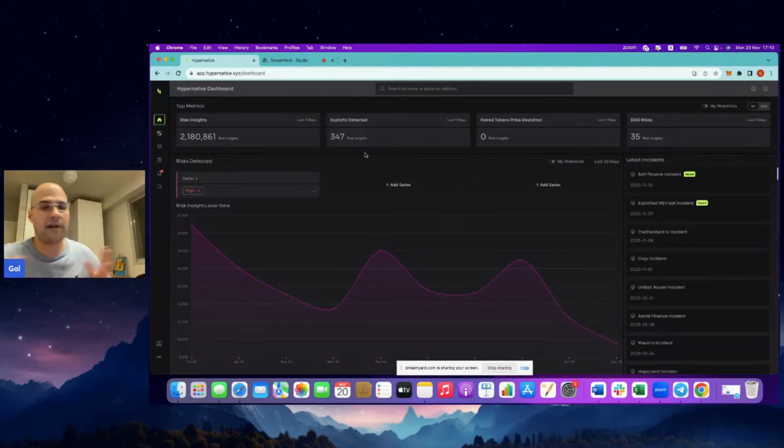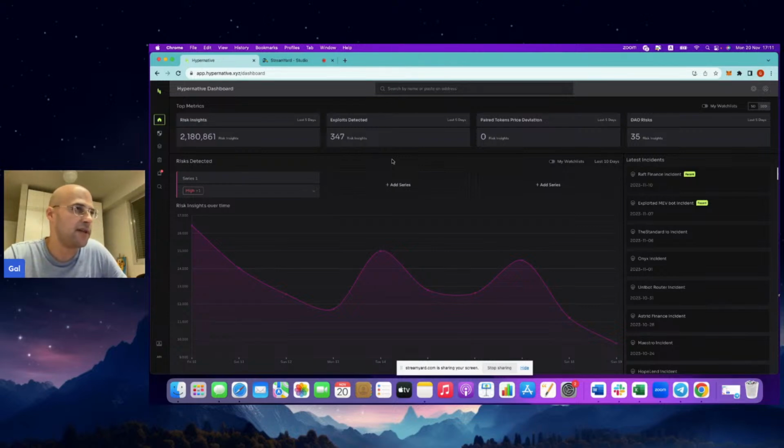Obviously, there are various vendors in the space today. As a protocol developer, you have the opportunity to assess these solutions and understand what fits your needs. I'm going to show you Hypernative and the capabilities of the system, and teach you what is possible out there.